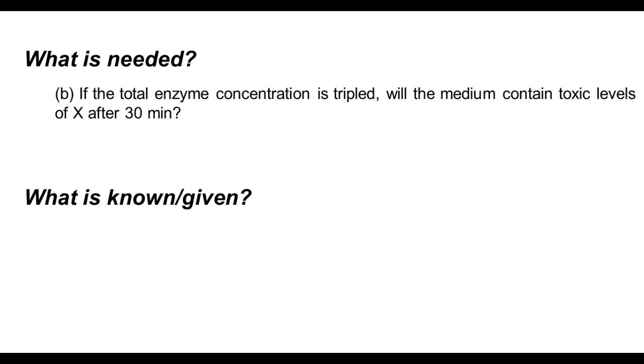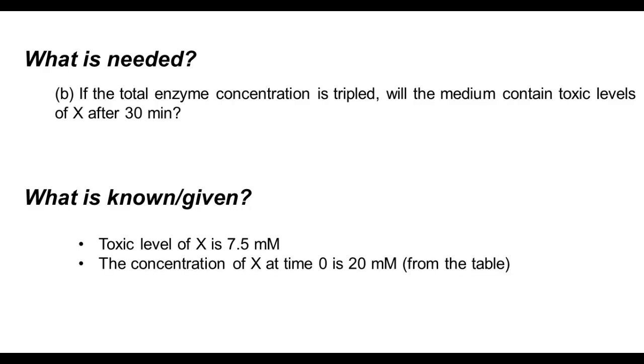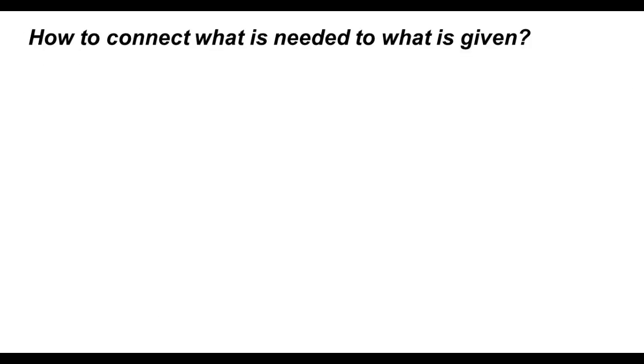What is known or given? The toxic level of X is 7.5 millimolar. The concentration of X at time 0 is 20 millimolar from the table. We know that the Michaelis-Menten equation governs the rate of this reaction. We know the Michaelis-Menten parameters from part A. All this we know, and now we need to connect what is needed to what is given.